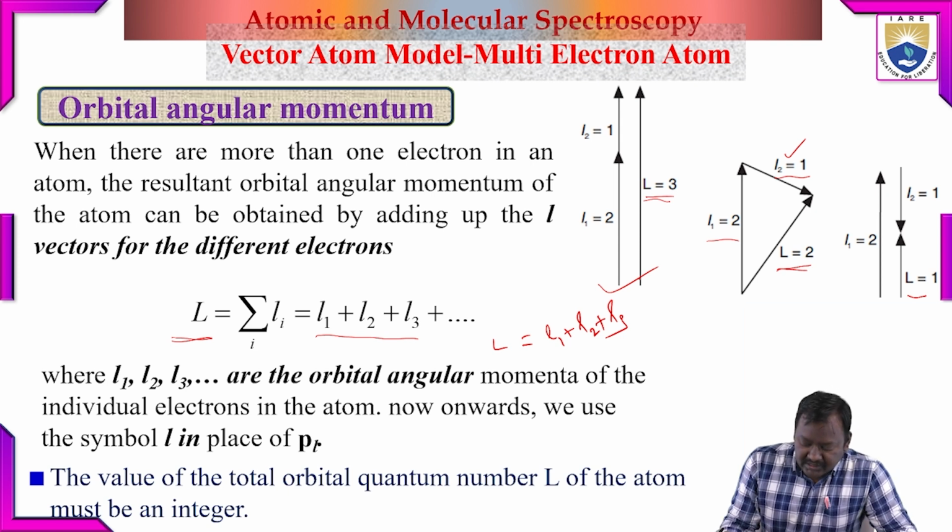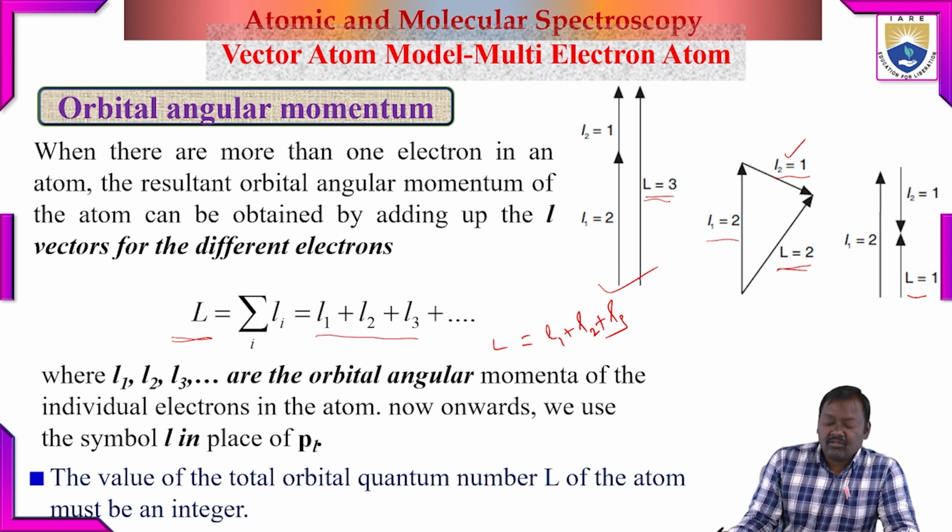In general, the orbital quantum number L is always an integer. The value of the total orbital quantum number L of the atom must be an integer value.